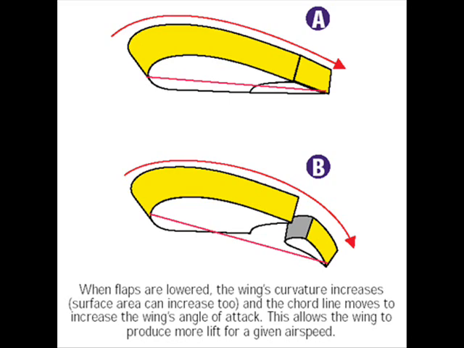Second, the lower trailing edge increases the curvature of the wing, resulting in increased air velocity over the wing's upper surface. Many flaps even increase the wing's surface area by extending downward and outward, as the Cessna 172 does. Because of the larger angle of attack and greater curvature, flaps provide you with more lift for a given airspeed.